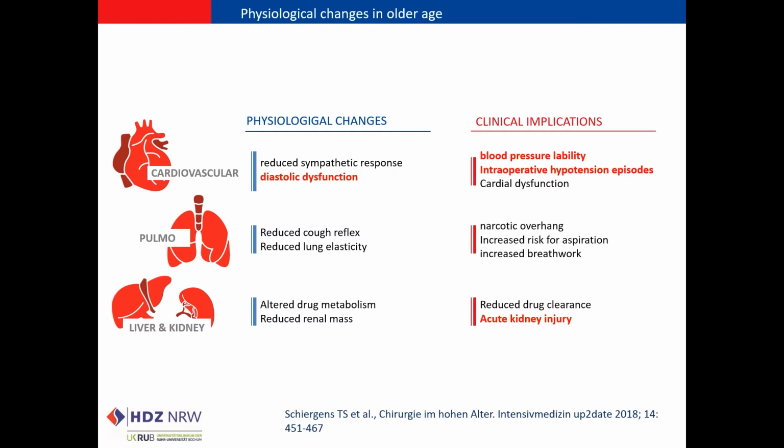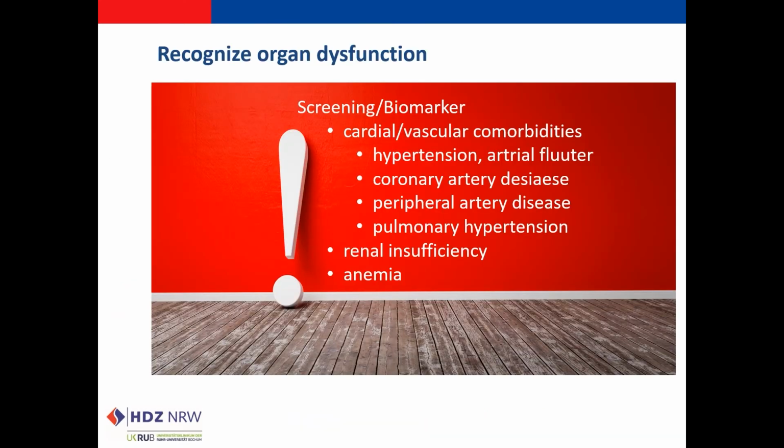But also regarding the pulmonary side and the kidney side, it is important to know that altered drug metabolism and reduced renal mass are associated with reduced drug clearance and often also with acute kidney injury after the procedure. Therefore, it is important to recognize organ dysfunction with screening biomarkers regarding cardiovascular comorbidities, hypertension, atrial flutter, coronary artery disease or peripheral artery disease, pulmonary hypertension, renal insufficiency, and even anemia.